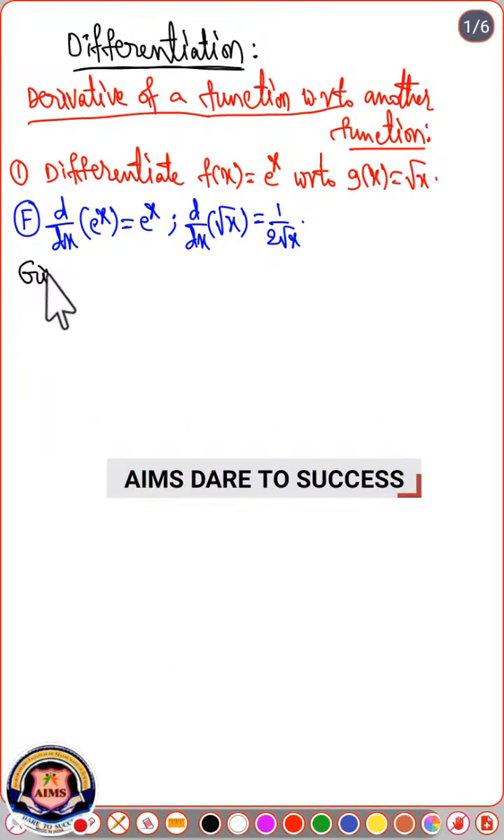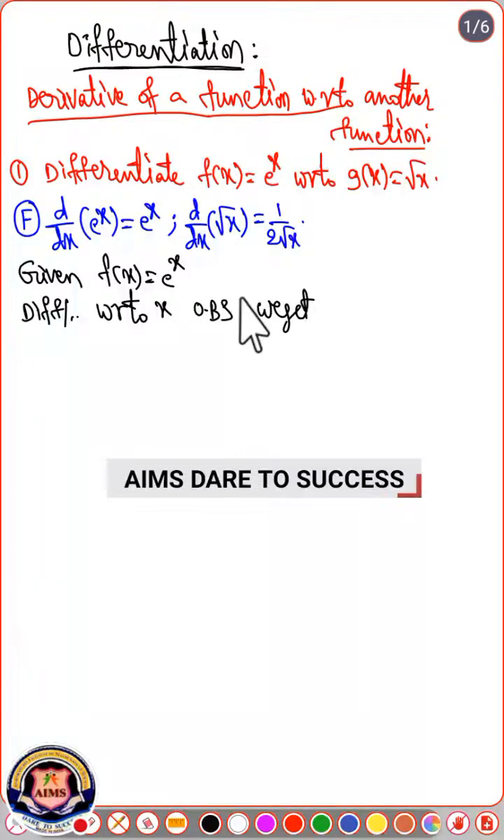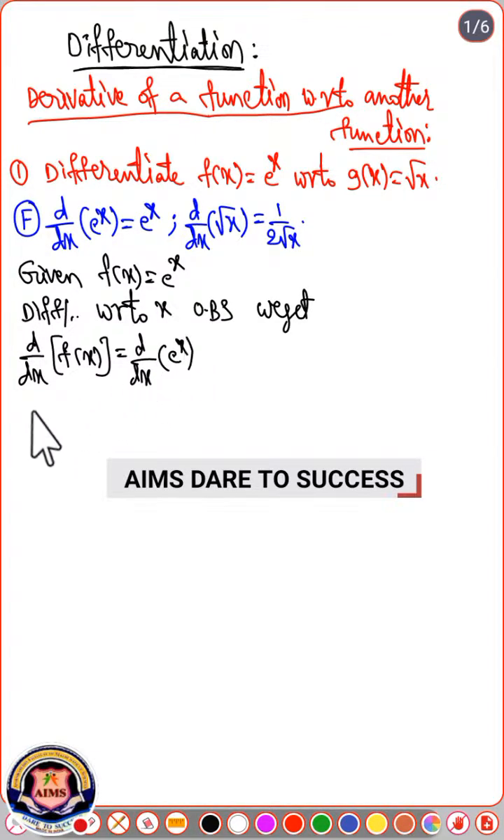Given f of x is equal to e power x, differentiating with respect to x on both sides, we get d/dx of f of x is equal to d/dx of e power x. d/dx of f of x can be written as f dash of x, and d/dx of e power x is directly by formula e power x.